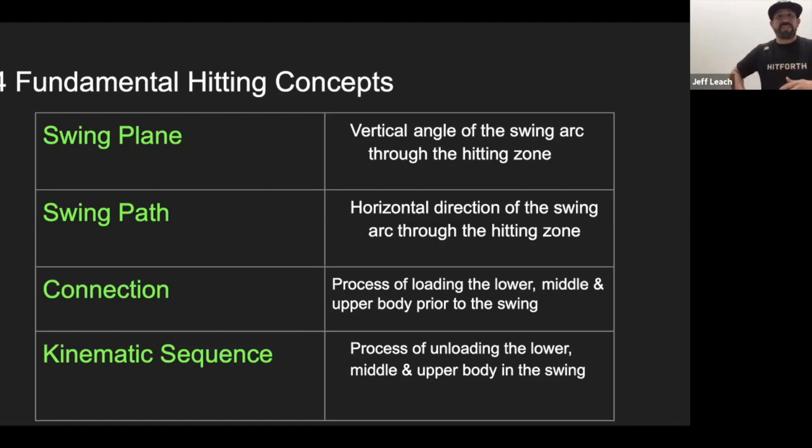Connection is the process of how we load our body to create power. So we want to load the lower body, our middle body, and an upper body. And then a kinematic sequence is basically how we unload the lower, the middle, and the upper body in our swing, okay?